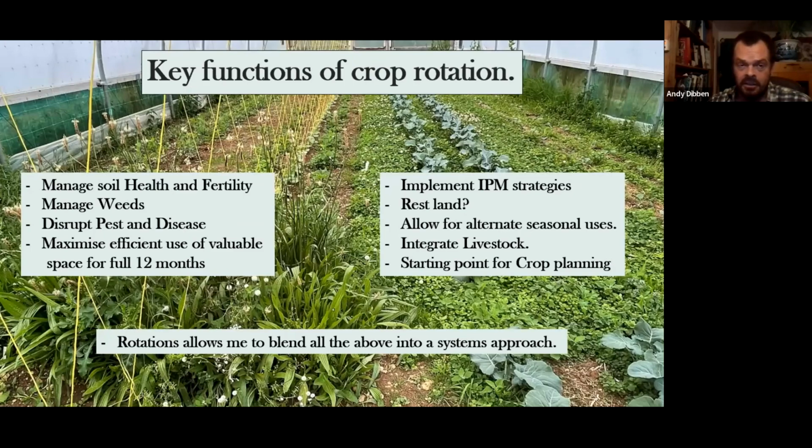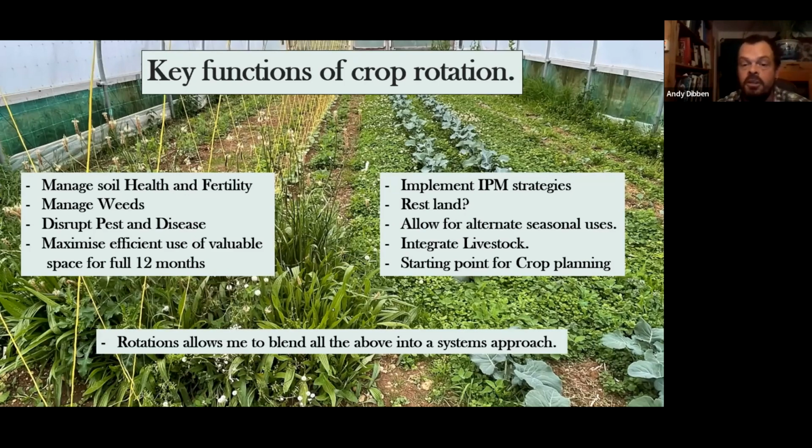But just an overview, the key functions of crop rotation for me are to manage soil health and fertility, manage weeds, disrupt pest and disease, maximize efficient use of critically valuable space for the full 12 months of the year, and implement integrated pest management strategies. All of the ones I just mentioned are absolutely key techniques for me all the time, basically.